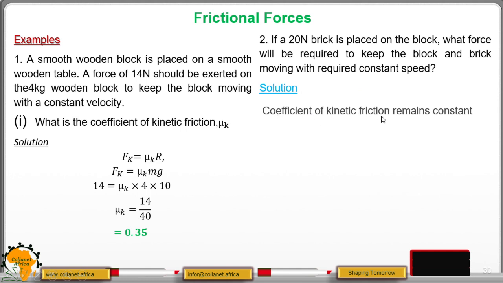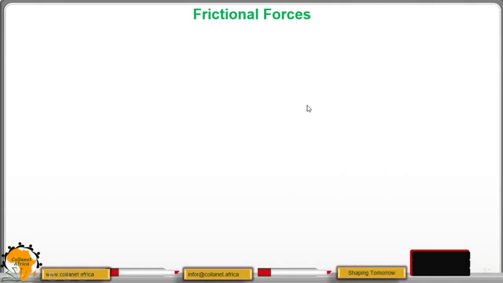The coefficient of kinetic friction will remain constant because we are moving with the same constant speed. Therefore, Fk equals mu k R. But now what is changing is the normal reaction. Remember, we have placed 20 Newton on top of this block that is having 40 Newton. So the total normal reaction will be 40 plus 20, and our coefficient is 0.35. So our force will be 0.35 multiplied by 60, which is 21 Newton.